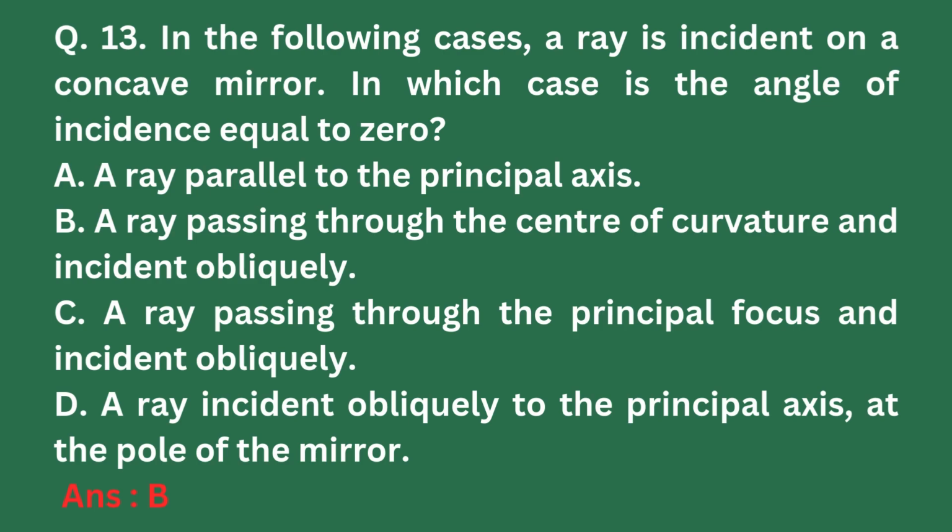Question number 13. In the following cases, a ray is incident on a concave mirror. In which case is the angle of incidence equal to 0? A. A ray parallel to the principal axis. B. A ray passing through the center of curvature and incident obliquely. C. A ray passing through the principal focus and incident obliquely. D. A ray incident obliquely to the principal axis at the pole of the mirror.